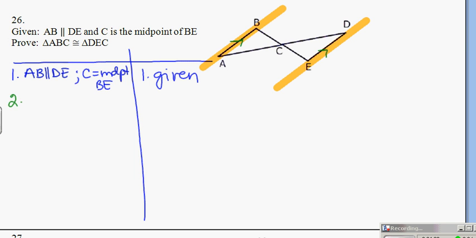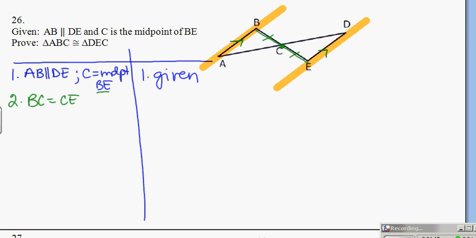Now C being the midpoint gives me equal pieces. Now be careful. It's the midpoint of BE. I know nothing about AD. Temptation is to say that AC equals CD also, but I don't know that. I only know that BC equals CE.